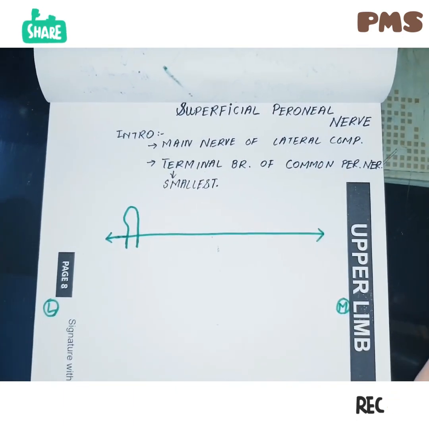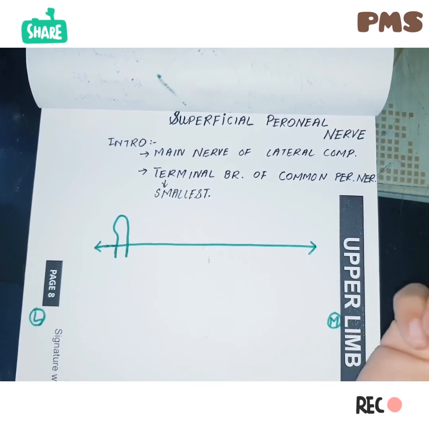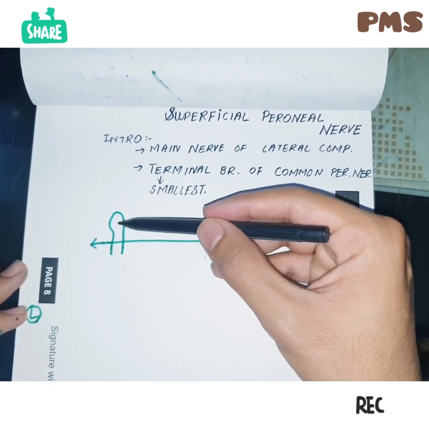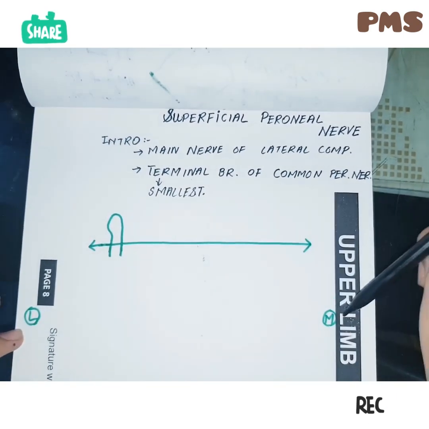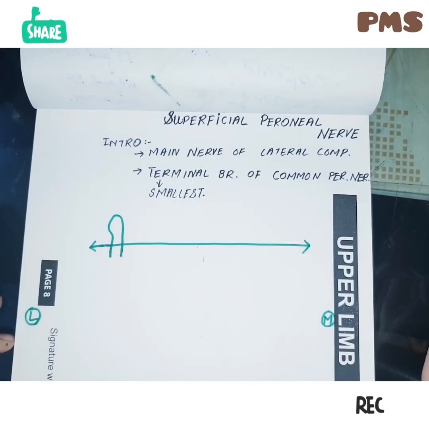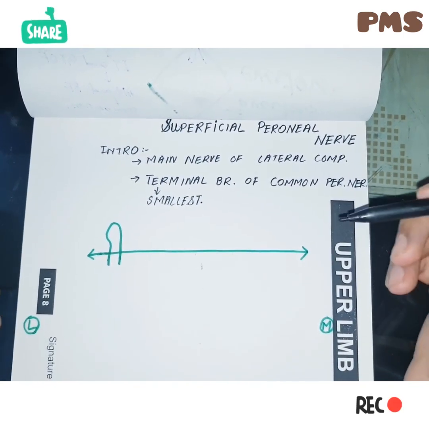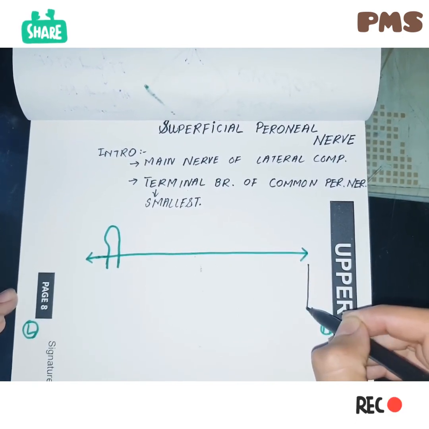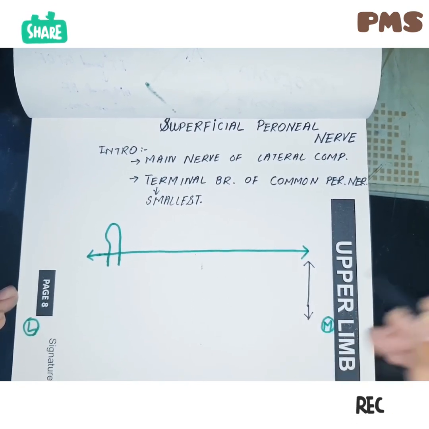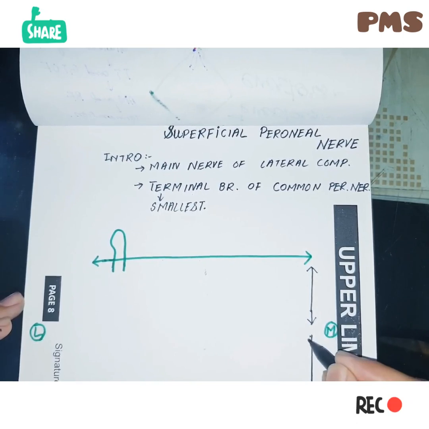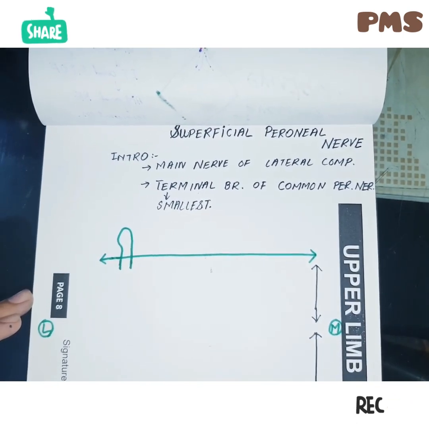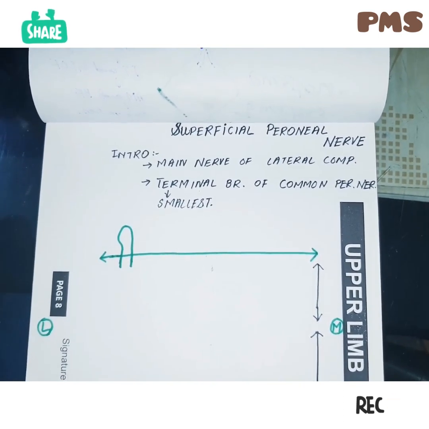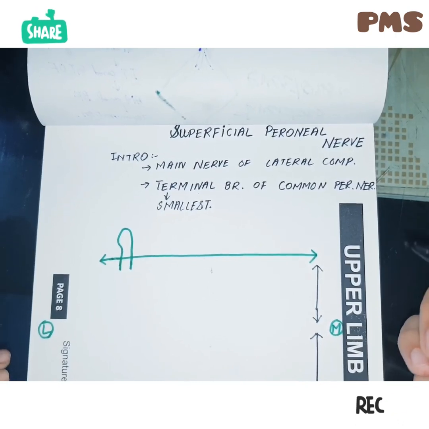Now we are going to talk about the course and relations of the superficial peroneal nerve. So suppose this is the neck of the fibula, and this is the lateral side and this is the medial side. For comprehensive understanding, I am going to divide the lateral compartment of the leg into three segments: upper 1/3, middle 1/3, and lower 1/3. So now let us talk about the course.